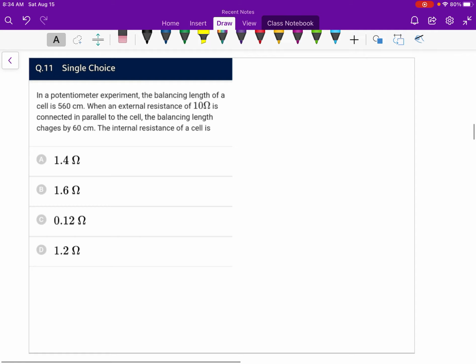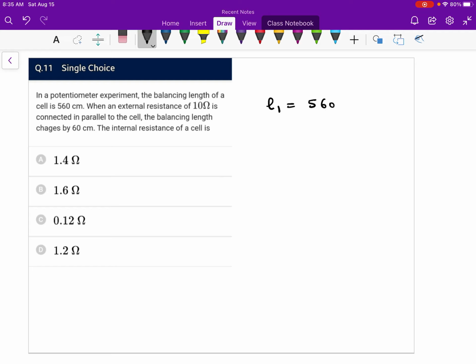In a potentiometer experiment, the balancing length is this for a cell, and when it is shunted with a 10 ohm resistance, the balancing length changes by 60. So it will decrease. So the initial length is 560, and when we shunt the cell by a resistor, the balancing length will decrease. So the new length will be 500 centimeter.